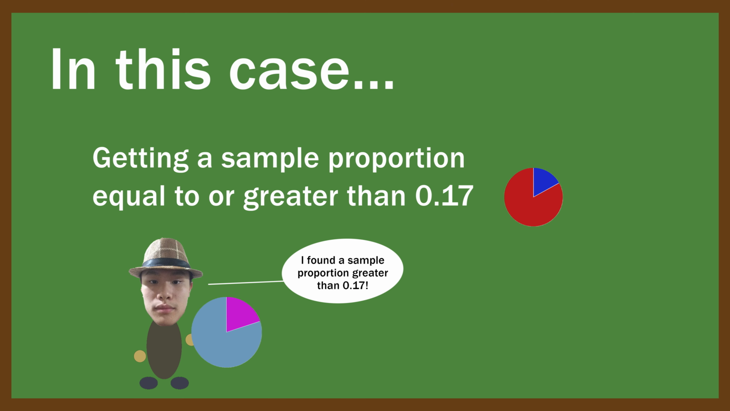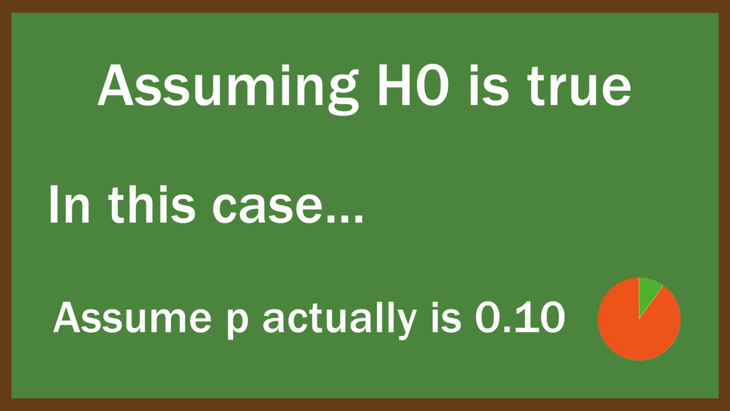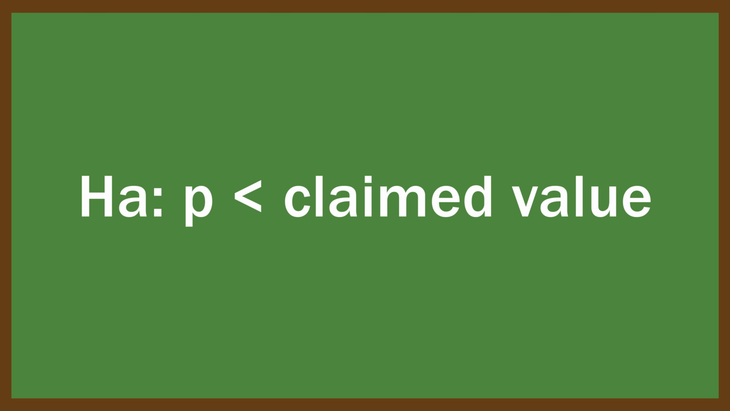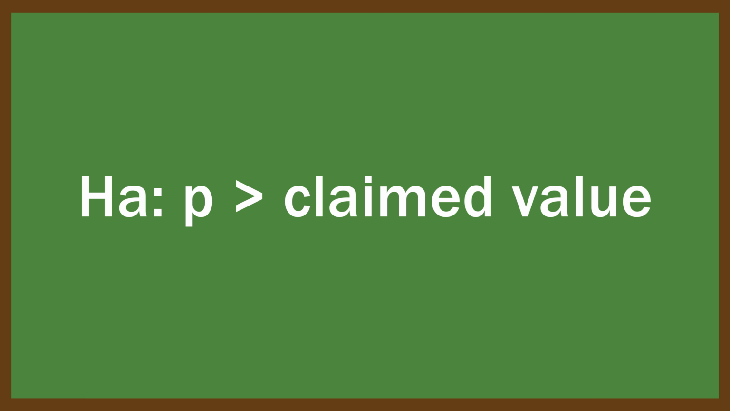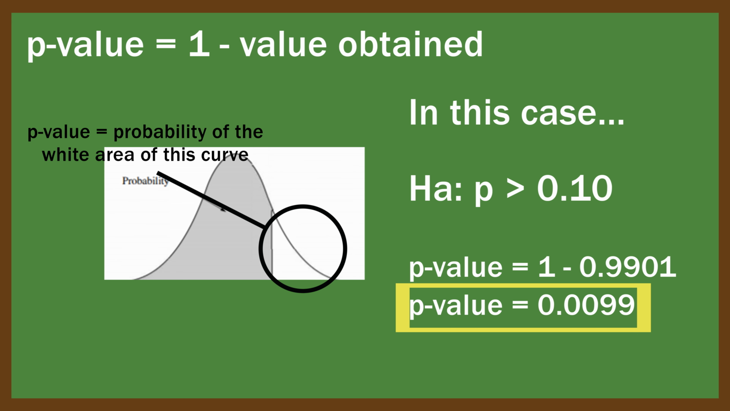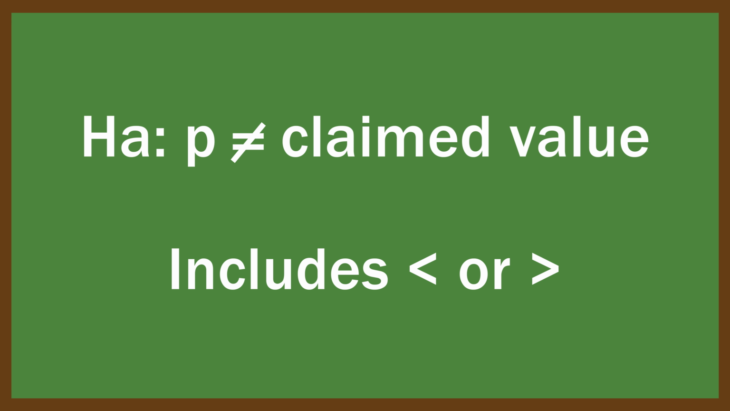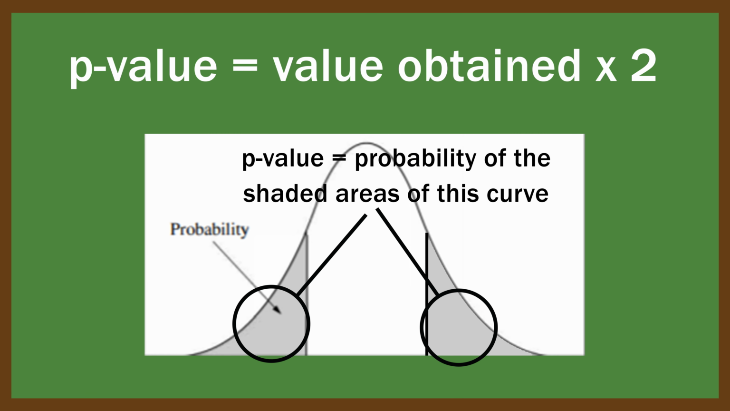The next step is determining the p-value, the probability of obtaining a result at least as extreme as an observed sample result in a significance test if we assume the null hypothesis is true. If our alternate hypothesis says p is less than claimed, we'll use the value we just obtained as the p-value. If our alternate hypothesis says p is more than claimed, our p-value is 1 minus the value we obtained. If our alternate hypothesis says p is not as claimed, meaning either more or less than claimed, our p-value is the value we obtained times 2.